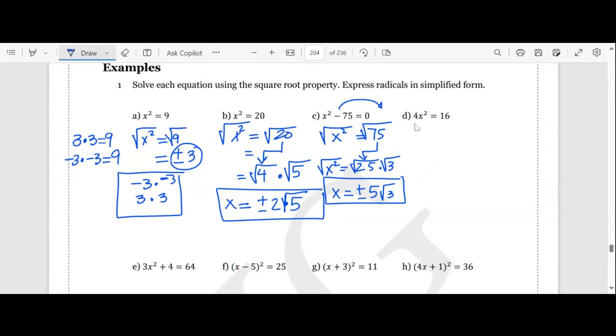Next one. To get rid of the 4, you divide by 4. If you divide by 4, what do you get? X squared equals 4. Now to get rid of the square, you take the square root. X equals plus or minus 2. Exactly. Easy as easy?